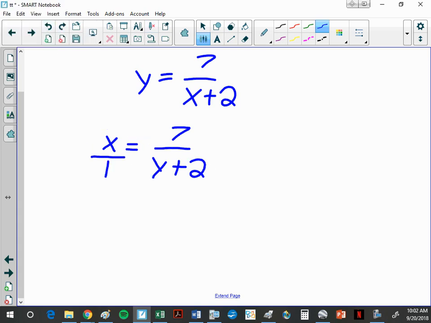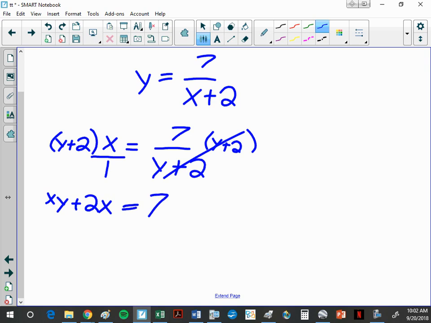One thing you could do is cross multiply, but that's kind of messy. So I'm going to do this. I'm going to times this side by y plus 2 and cancel that, and times this side by y plus 2. So I get xy plus 2x equals 7. Now what? Subtract 2x and divide by x. And I get y equals 7 minus 2x over x.